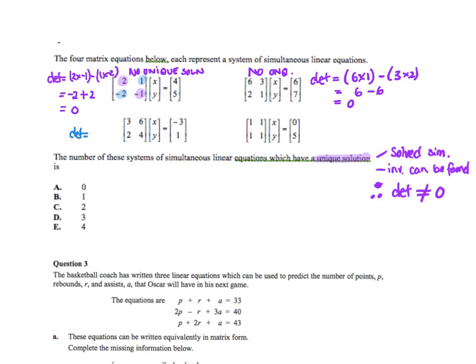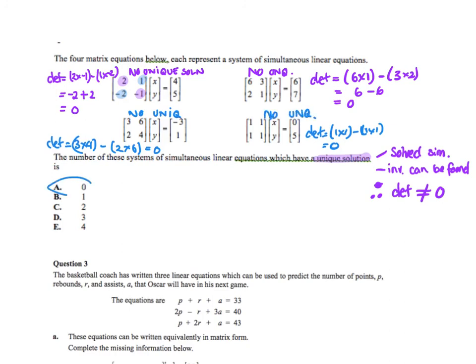Let's do this determinant down here. What will it be? It'll be 3 by 4 minus 2 by 6. What's that going to equal? 0? Does it have a unique solution? No. Okay, and then this last one would be 1 by 1 minus 1 by 1. What's that? 0. So the answer is 0. So how many have a unique solution? None of them. So that's A.